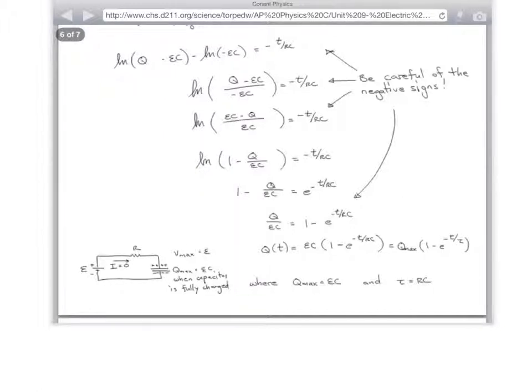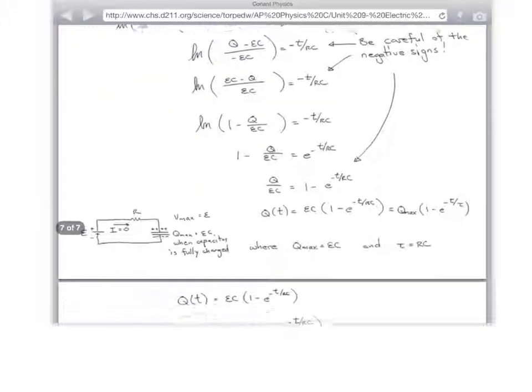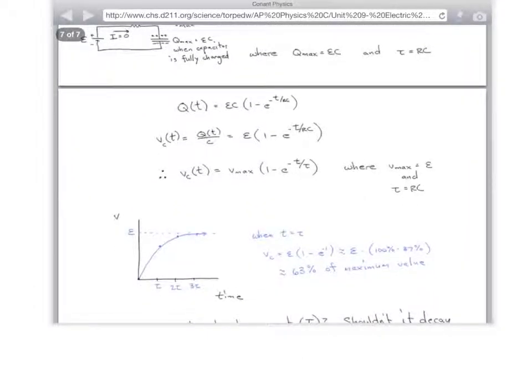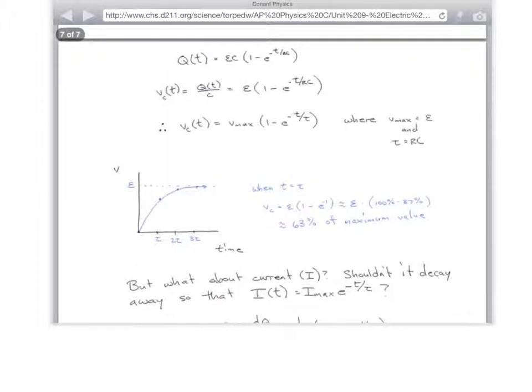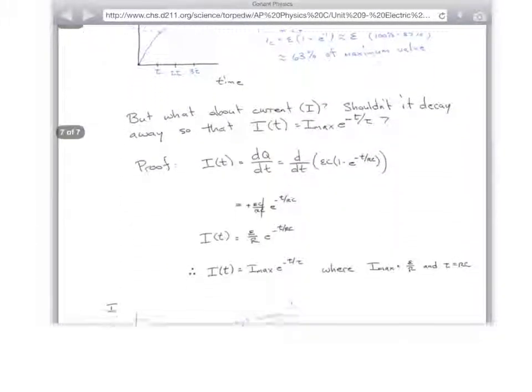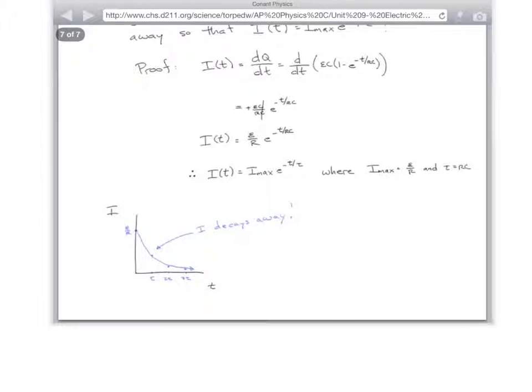In the end, what's the current when it's done? 0. All right. So, last page. Voltage ends up building up, wouldn't you agree? But what does current do? Current should decay away. And if you want to do the derivative and prove that, you can.